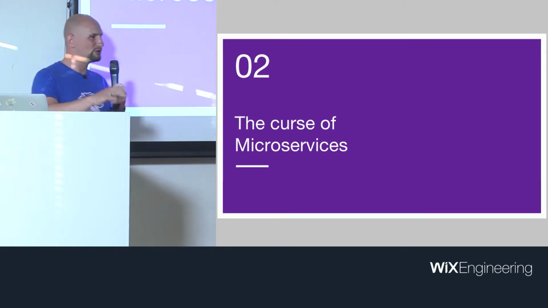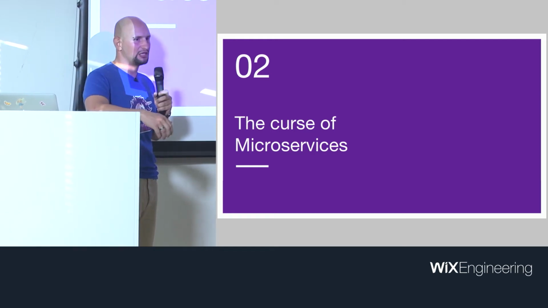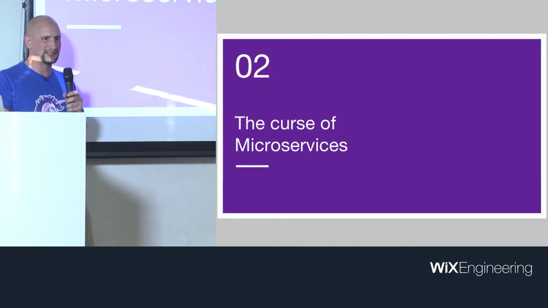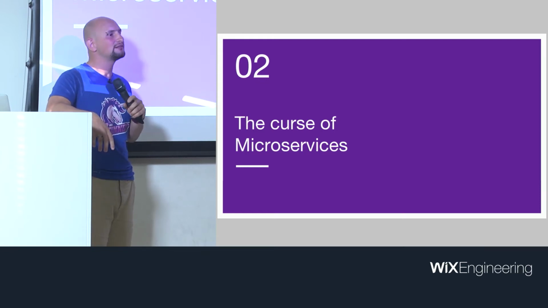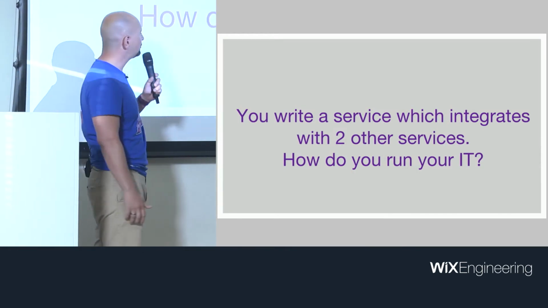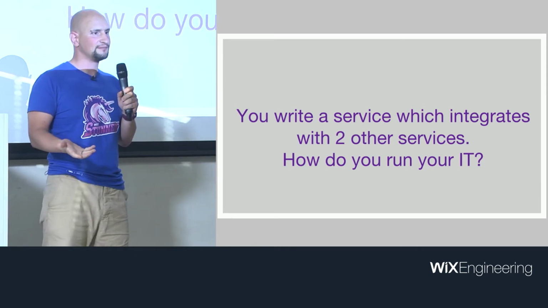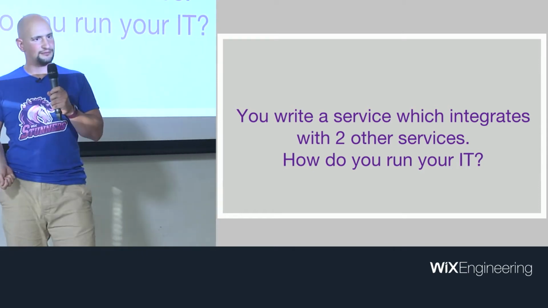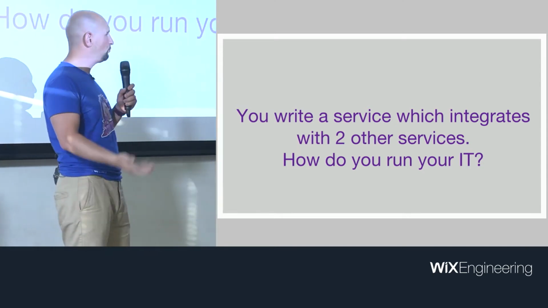Now, at Wicks, we use microservices. And microservices have a really big problem. I guess you can deduce what the problem is, but anybody wants to take a guess what the problem with microservices is? Dependencies, yes, dependencies. So you write a service that integrates with two other services. How do you run IT? You need those dependent services in order to run your integration test. Okay? So you need to set them up somehow. You need to deploy them somewhere. So where do you run your IT?